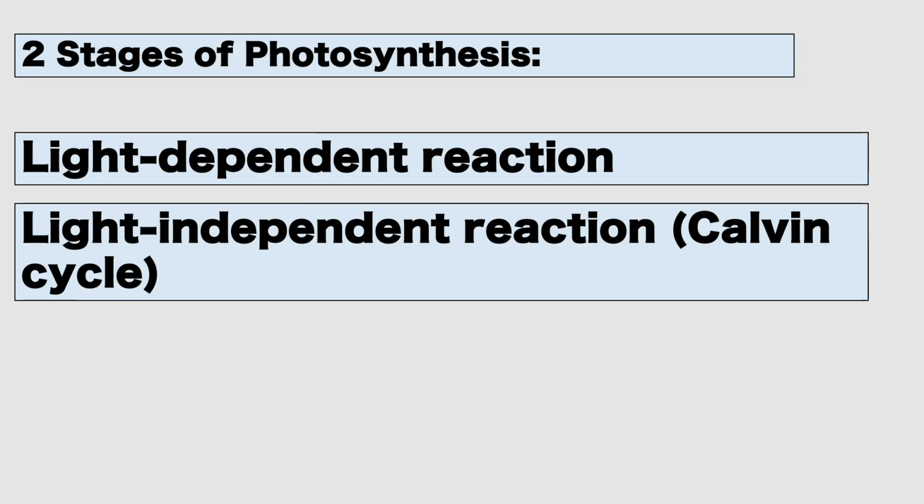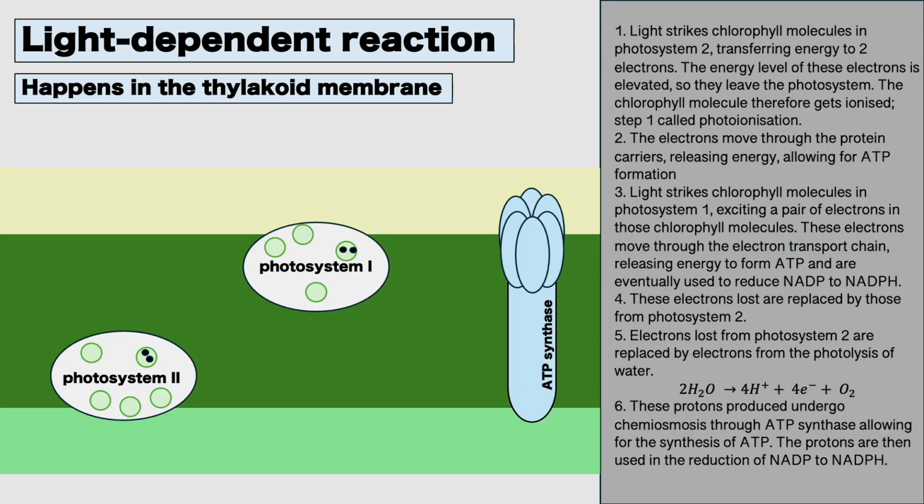Now, photosynthesis can be broken down into two main stages. The first stage is the light-dependent reaction, and the second stage is the light-independent reaction, also known as the Calvin cycle. We're going to start with the light-dependent reaction, which happens in the thylakoid membrane. So this is our setup for the light-dependent reaction. These things called photosystems are basically just containers for chlorophyll molecules, which are all these green dots, and the black dots inside them are electrons.